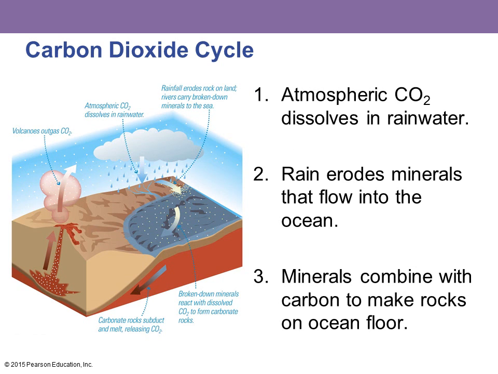The Earth has something called a carbon dioxide cycle because of these movements of plates. We have atmospheric carbon dioxide dissolved in rainwater. The rain erodes the minerals that eventually flow into the ocean, and these minerals combine with carbon to make rocks on the ocean floor. I think most of us know of a rock called limestone. Limestone has a very high percentage of carbon.